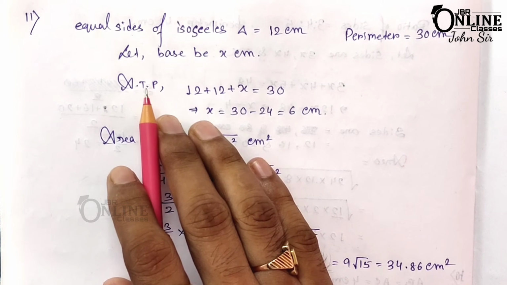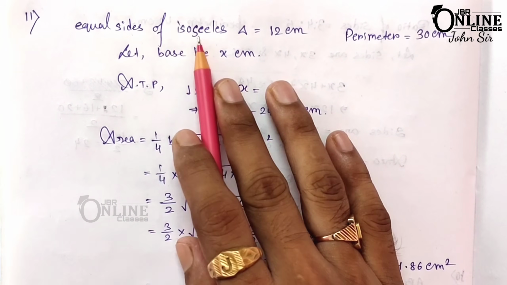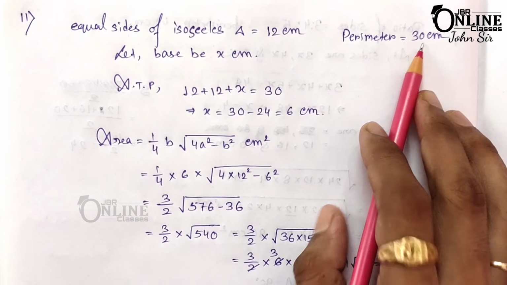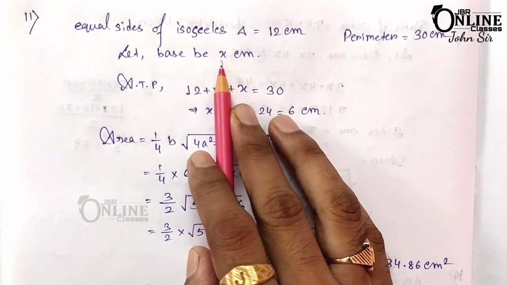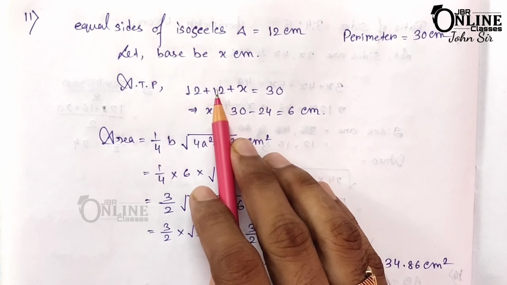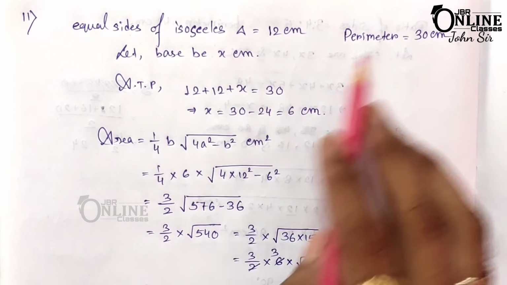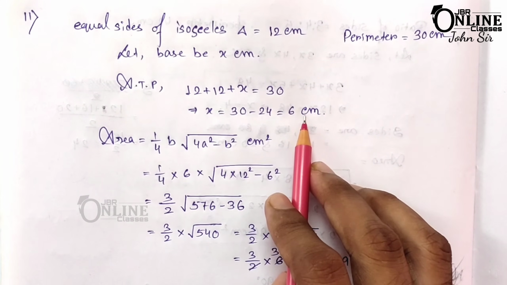Next, sum number 11. Find the area of an isosceles triangle whose equal sides are 12 centimeter and the perimeter is 30. So here the equal side of the isosceles triangle is 12 centimeter, perimeter equal to 30. So let the base, or the third side, be x centimeter. So 12 plus 12, two sides, plus x, that means total of 3 sides, that equals the perimeter. So x equals 30 minus 24, that equals 6.